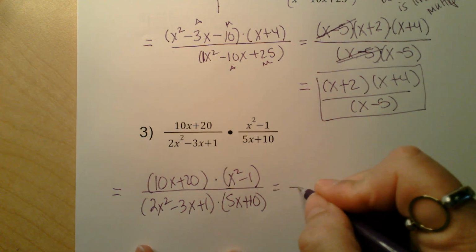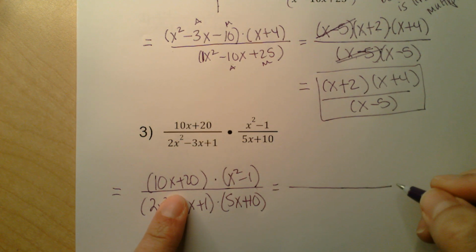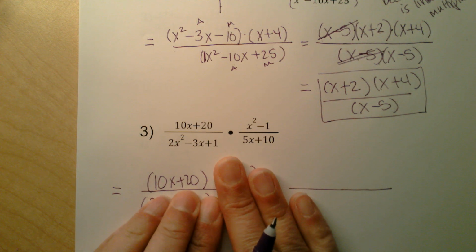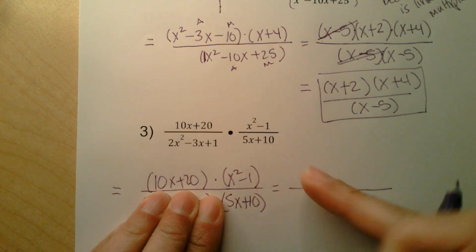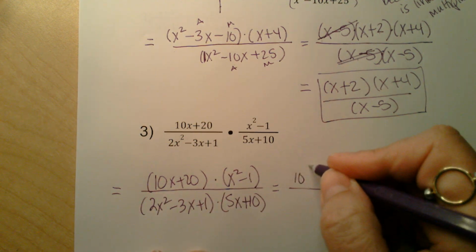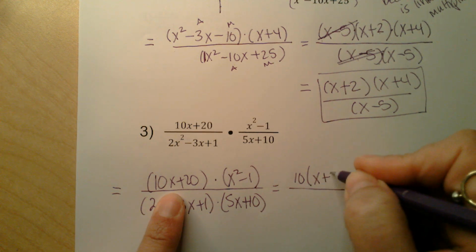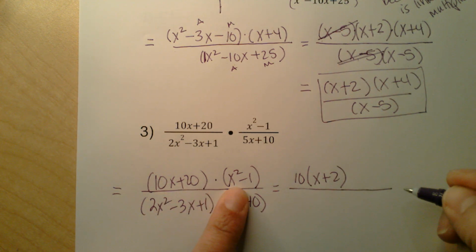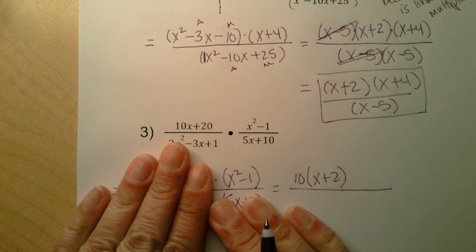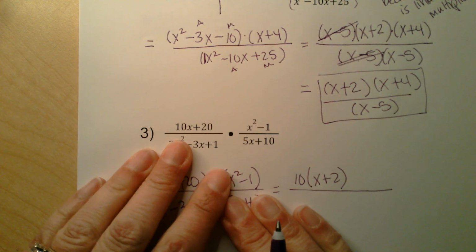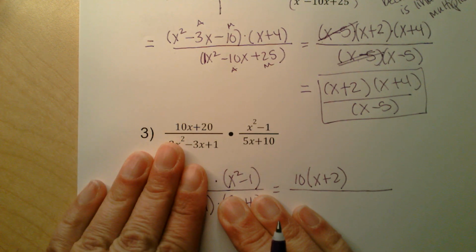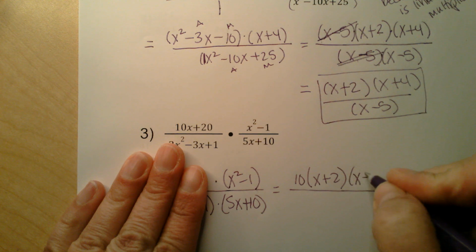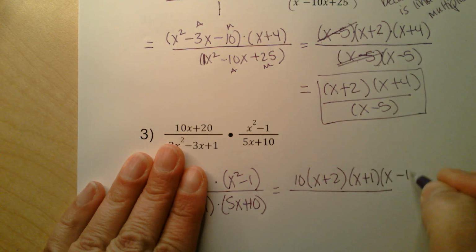All right, so let's factor. Let's start with 10x plus 20. Just looking at that, is there a greatest common factor? Hopefully you're going to say, yes, I can pull 10 out, and I have x plus 2 left. Great. Here, just looking at x squared minus 1, hopefully you're noticing that these are both perfect squares. So this is going to be x plus 1 times x minus 1.